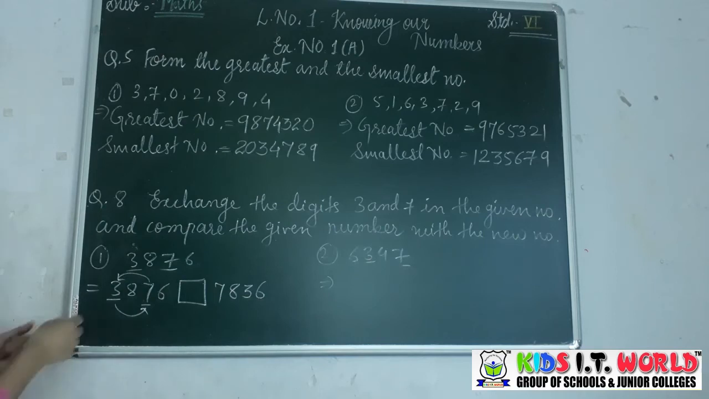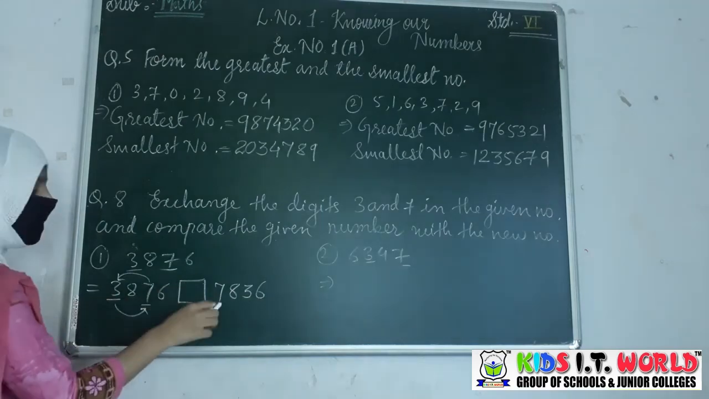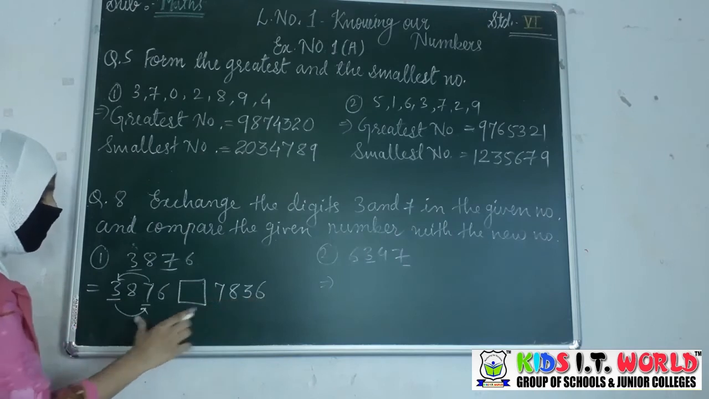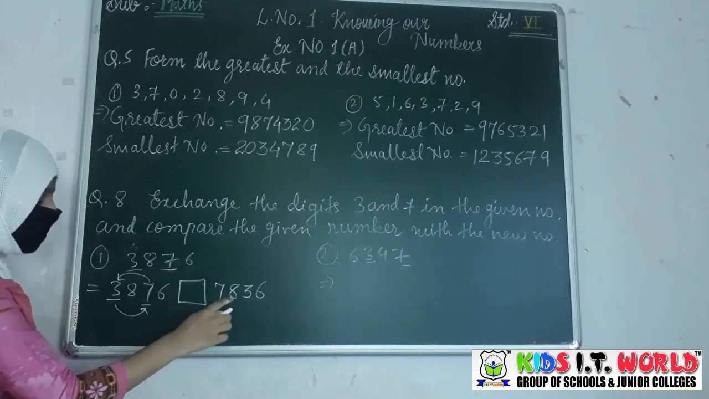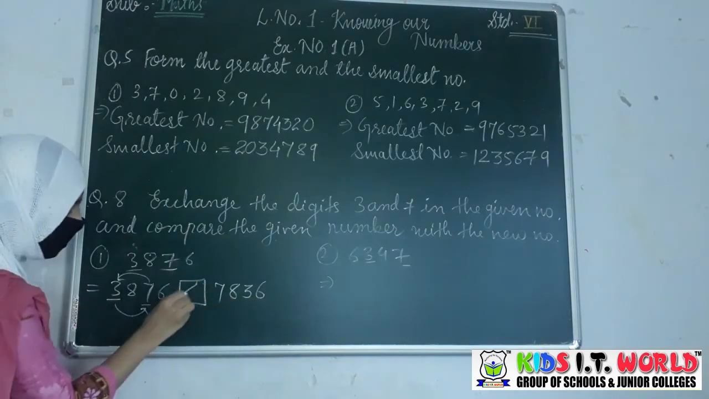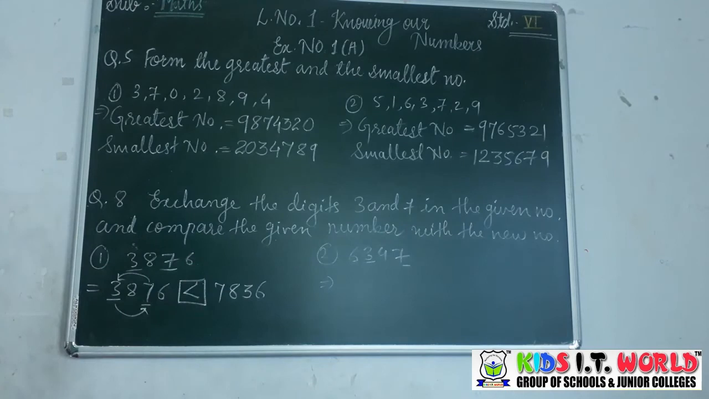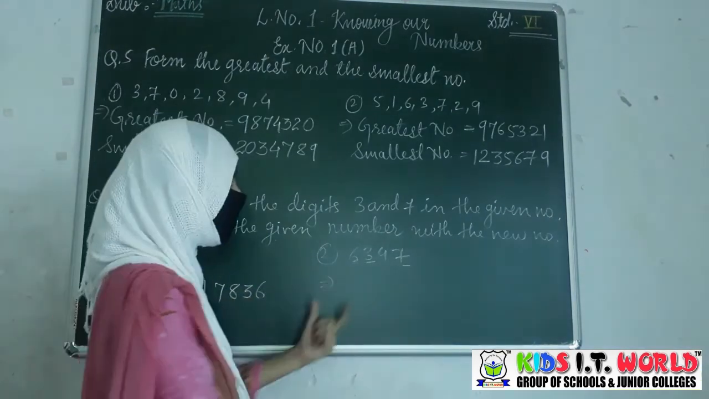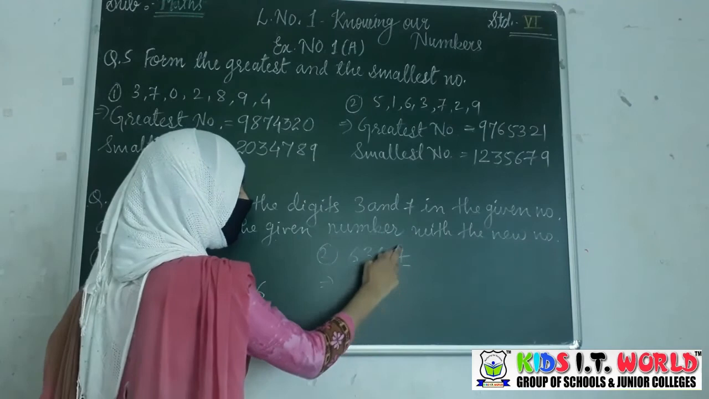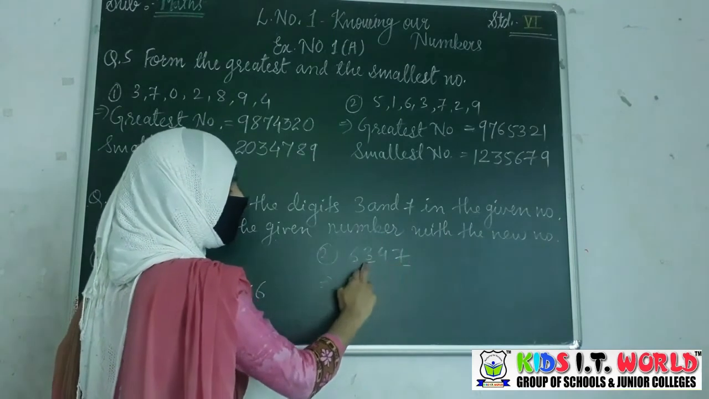Now you have to compare the numbers by putting the signs of greater than and smaller than. So here you can see the number is starting from 3,876 and it is 7,836. So which number is greatest? This one. So the face of the sign will go to the greatest number.